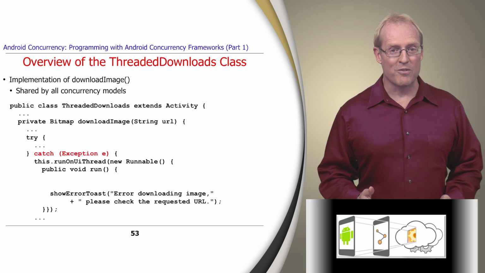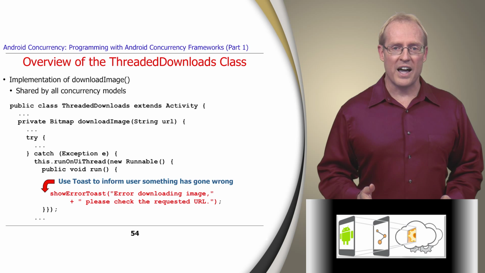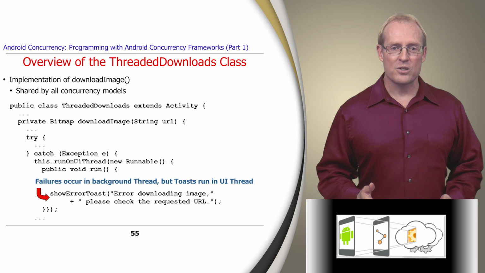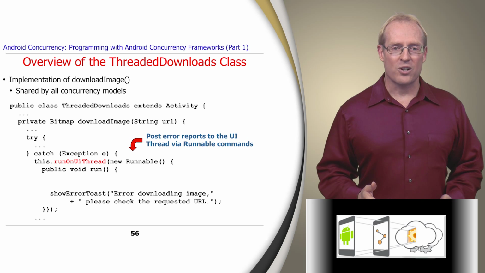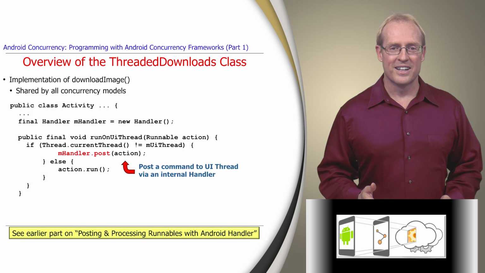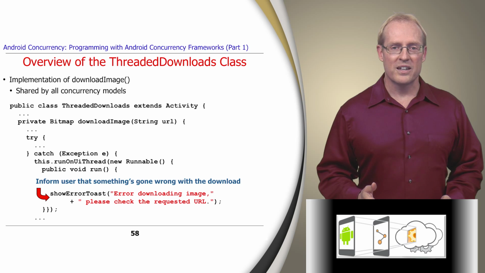If the download fails, however, a warning is displayed to the user via a toast message, which automatically disappears after a short timeout, as described at this link. Although download failures occur in background threads, the toast must be displayed in the user interface thread. Download image therefore creates a runnable command and calls the activity's run on UI thread method, which uses the Hammer framework to post this command to the user interface thread via an internal handler, as shown in this earlier video. The runnable's run hook method then uses a toast to inform the user that something's gone wrong with the download, so they can try again.